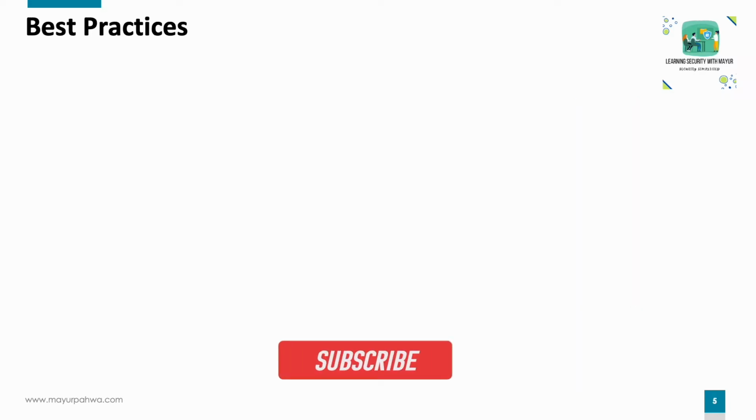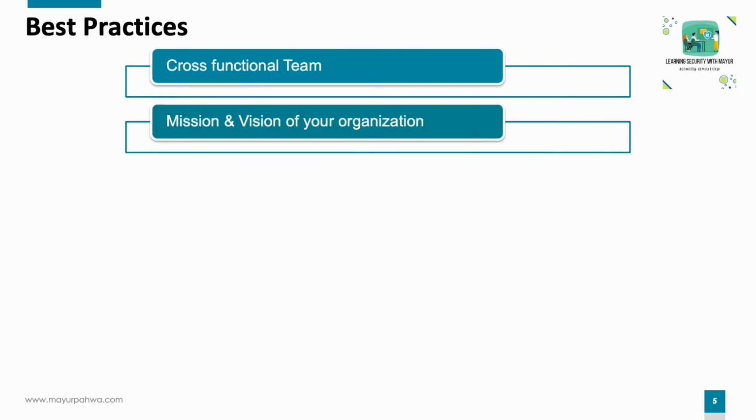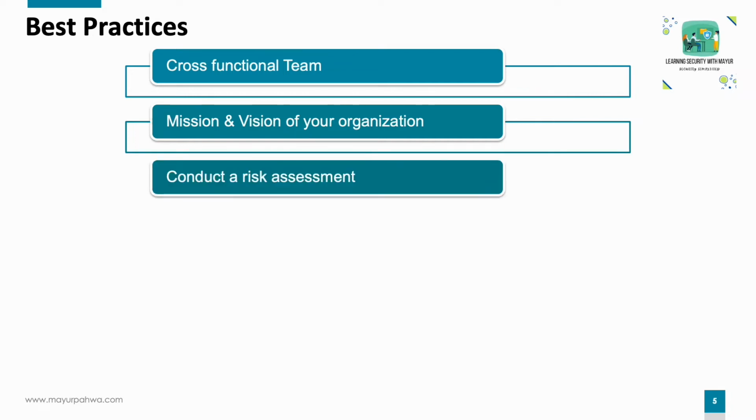Here are some best practices for creating a security policy. For starters, create a cross functional team of HR, legal, finance, business, and security experts. Try to understand the mission and the vision of the organization. Your security policy should complement it. Start with the risk assessment of your organization and the threats and the vulnerabilities in your scope of the business that your policy should address. These will be different for every organization.